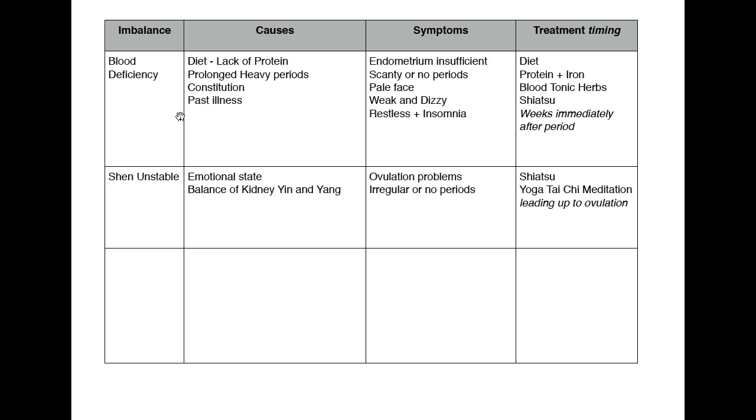Okay, right, now we're getting into the zone where shiatsu is king. It's the best thing. And that's when we've got Shen Instability. Okay, the causes of that obviously can be very deep. They can be emotional states.